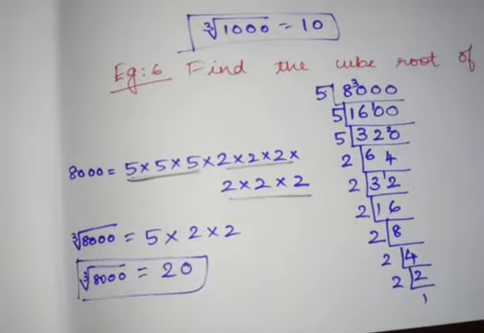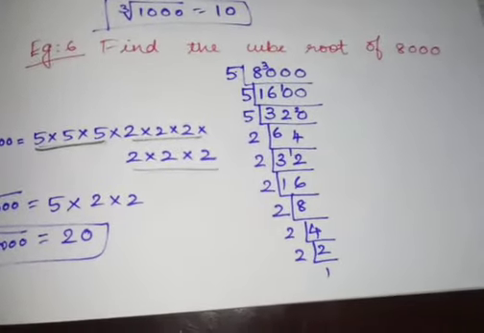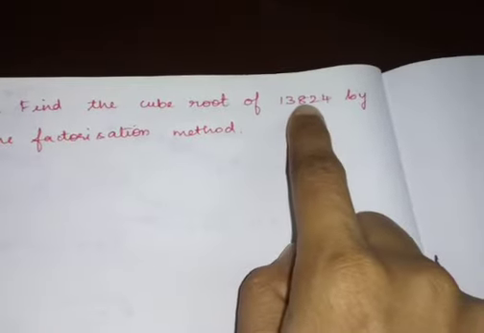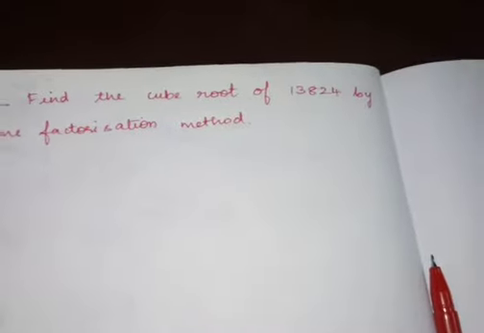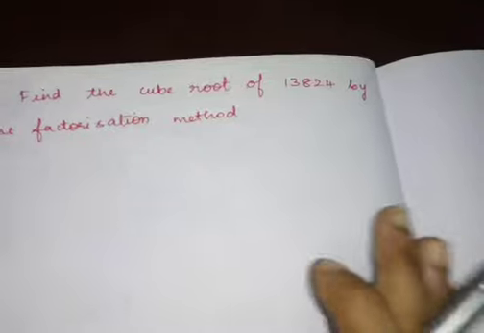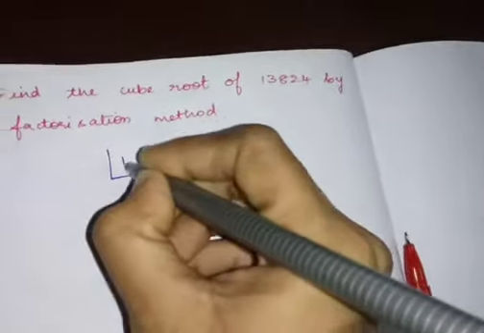Okay. So we are finding this using the prime factorization method. Find the cube root of 13,824 by prime factorization method. By using the prime factorization method, we are supposed to find the cube root for this given number. So shall we start with the prime factorization?